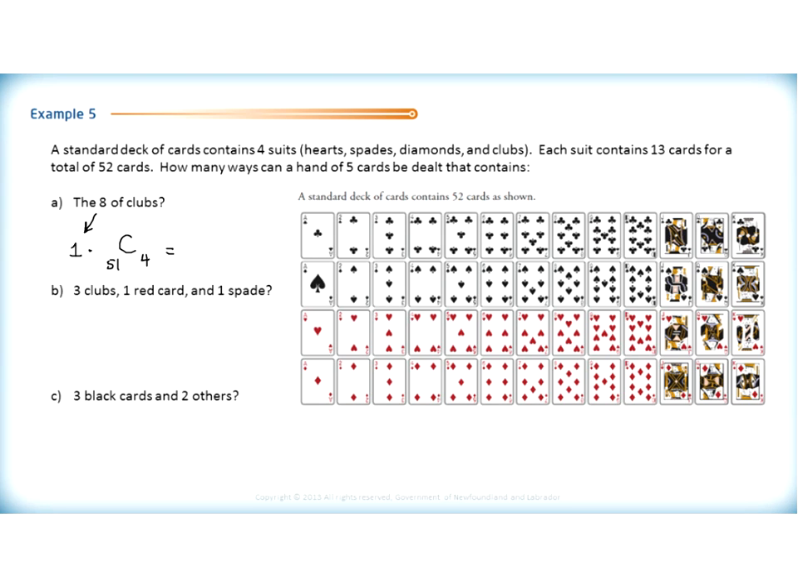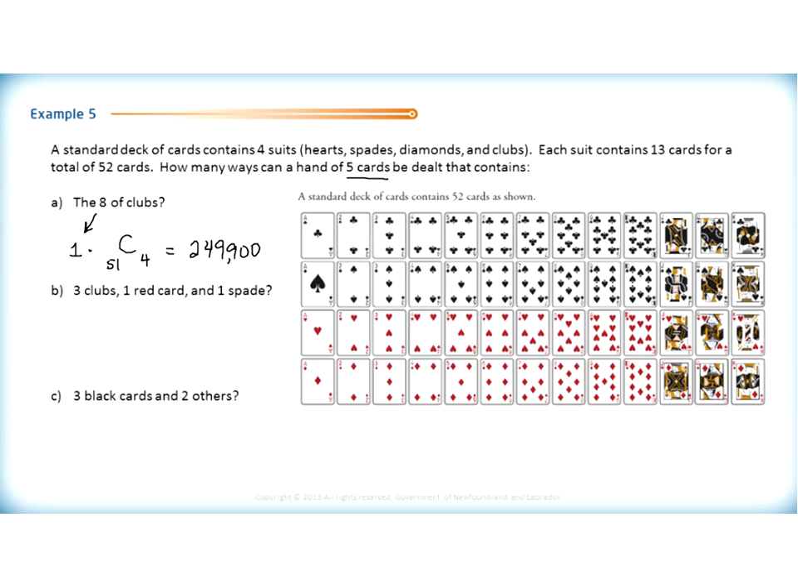So I simply do that on the calculator here. And the answer is 249,900 different ways of dealing 5 cards so that the 8 of clubs is one of those cards.